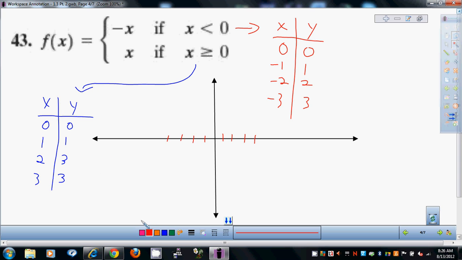So here we go. The top one. Start with the point. 0, 0. It is open because there is no equals. -1, 1, 2, 2, 3, 3. Connect the dots, and you can kind of just put your arrow when you can tell where it's going to go.